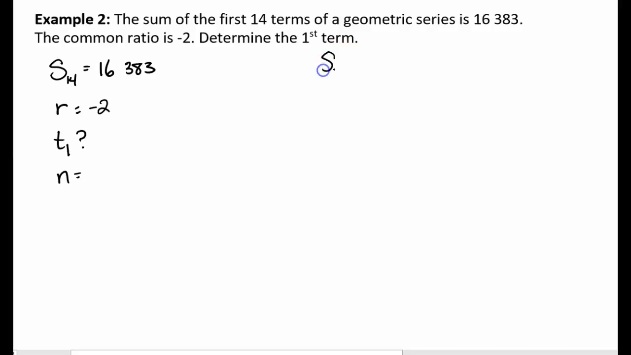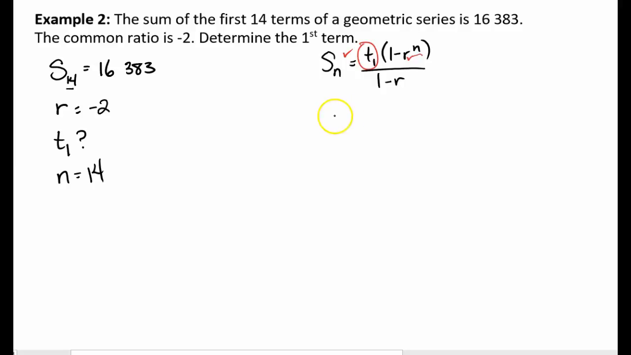If we go back to the equation and write it out again just for reference sake, it's 1 minus r to the power of n over 1 minus r. So again, we know Sn, we know r. We just need to double check what n is because we're solving for term 1. So n is just our last term that we're adding, so that's going to be term 14. So the 14th term, n is 14.